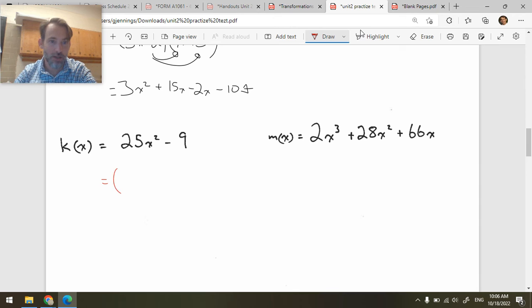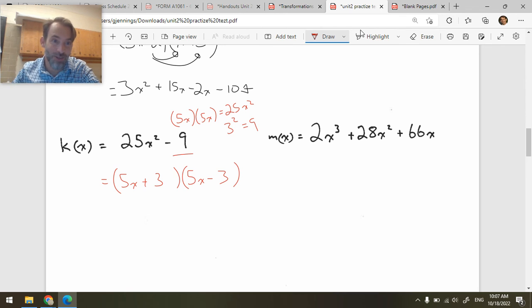So let's do it. 5x multiplied by 5x would give me 25x squared. And 5x, so we put that in the front of the brackets, plus, minus, and then the square root of 9. 3 squared equals 9. And 5x times 5x is 25x squared. So this is how I know what to put in the brackets. Okay, done. That's it. Questions about this stuff, absolutely send me an email, but the explanations are in other videos. So this is quick and dirty.